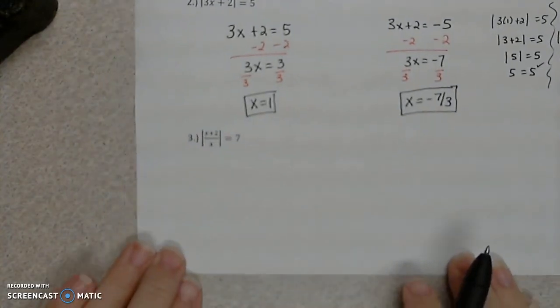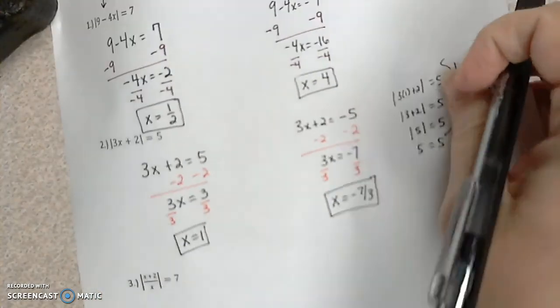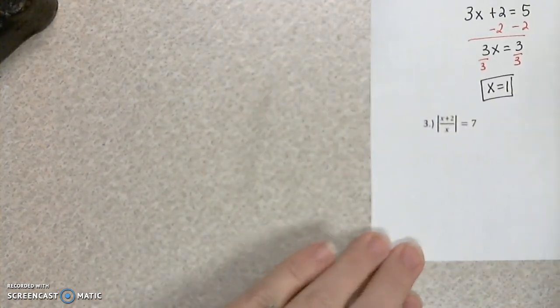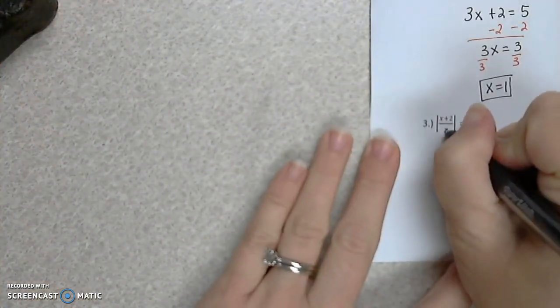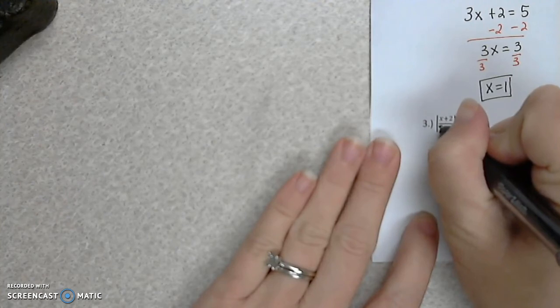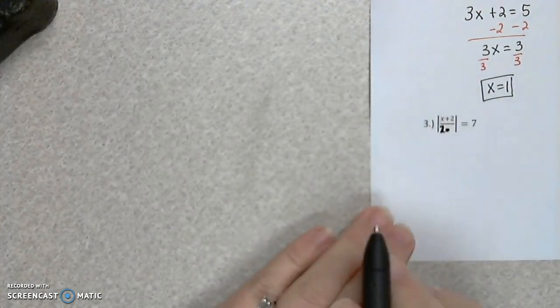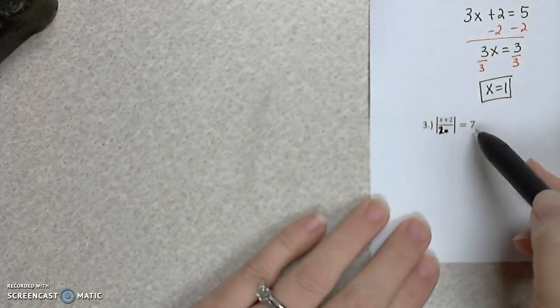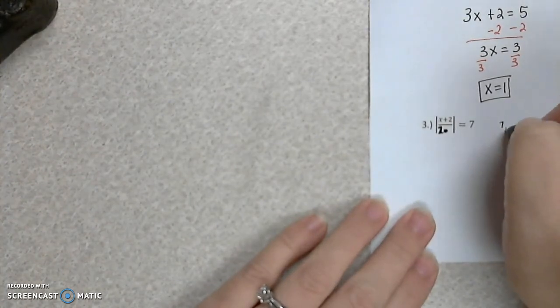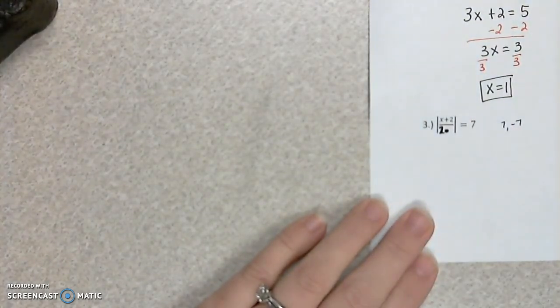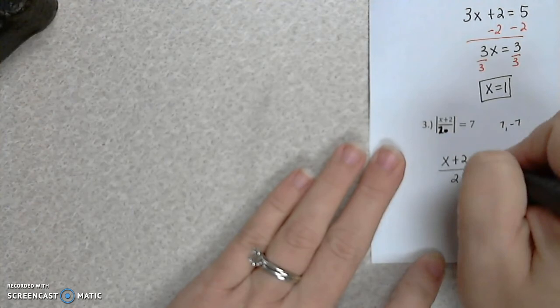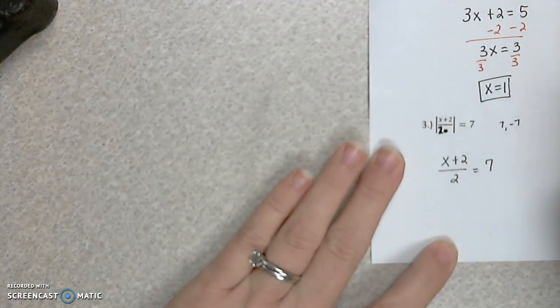Alright, looking at the last one here. Alright, it says the absolute value of x plus 2 over x. And so go ahead right now and change that. That shouldn't be an x. That should be a 2. So x plus 2 over 2 equals 7. So I'm looking for what number is a distance of 7 from 0. And I know that 7 and negative 7 are both the distance of 7 from 0. So I'm going to solve x plus 2 over 2 equals 7, and x plus 2 over 2 equals negative 7.